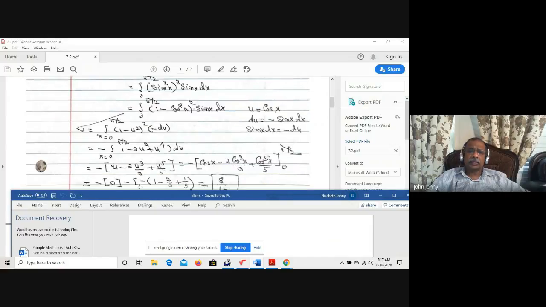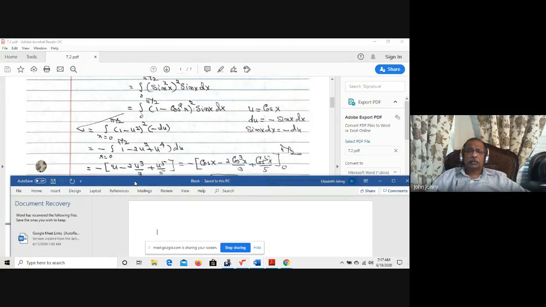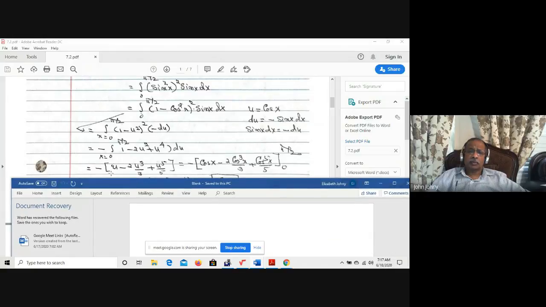And now integrate, the negative sign is outside. Antiderivative of 1 is u, antiderivative of u square is u cubed over 3, plus u to the 5 over 5. Now replace u with cos x. So negative cos x minus 2 times cos cubed x over 3 plus cos to the 5 x over 5, where x varies from 0 to pi over 2.